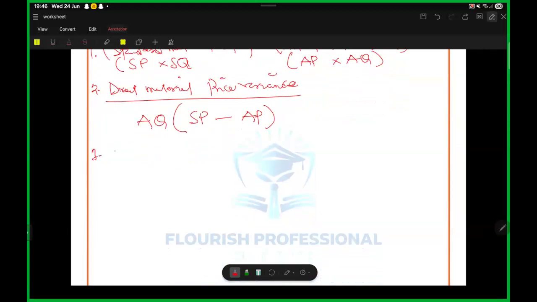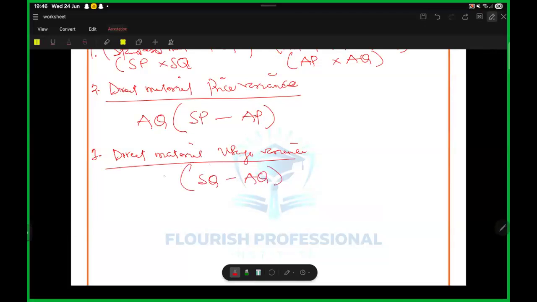Then the third one is your direct material usage variance. Usage variance, the variance is in the usage. That is the quantity. So you have the standard quantity minus your actual quantity against your standard price. So remember, where the variance is in price, you are focusing on price in the brackets. Where it is on quantity, you are focusing on quantity.